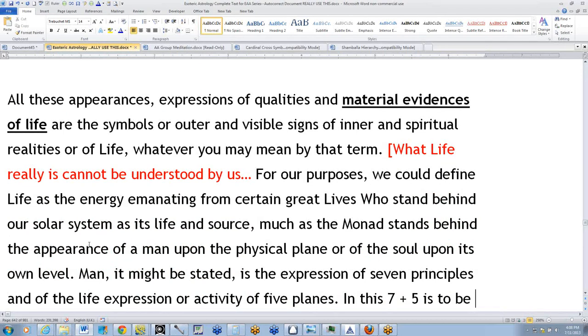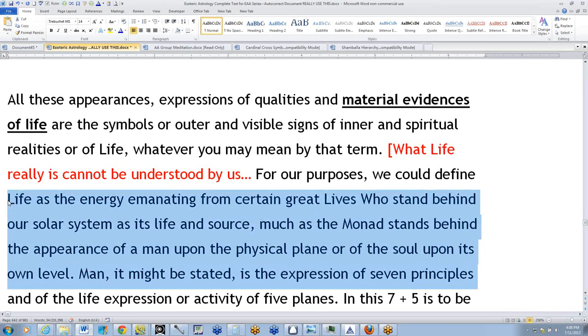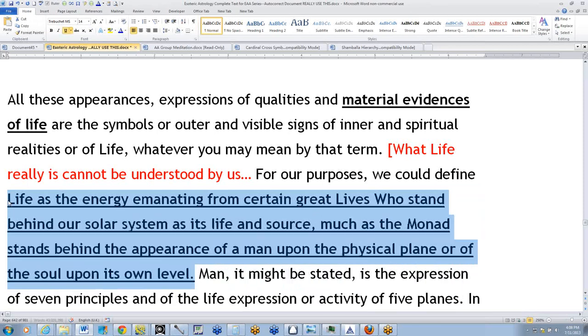So this is a definition of life, and we won't let it escape without, I'm playing the game Lose the Cursor, without reading it again. I do want to underline it, however. Okay.